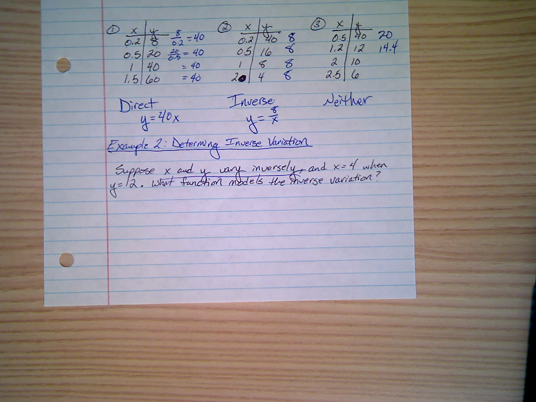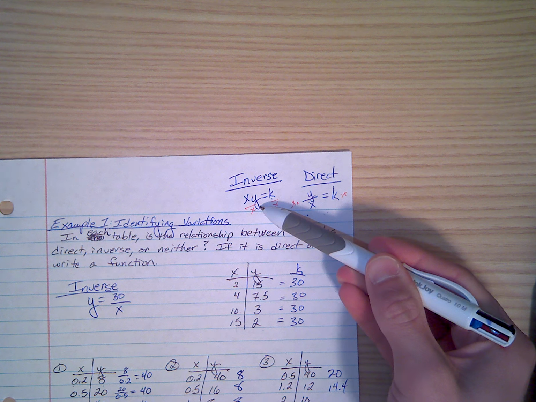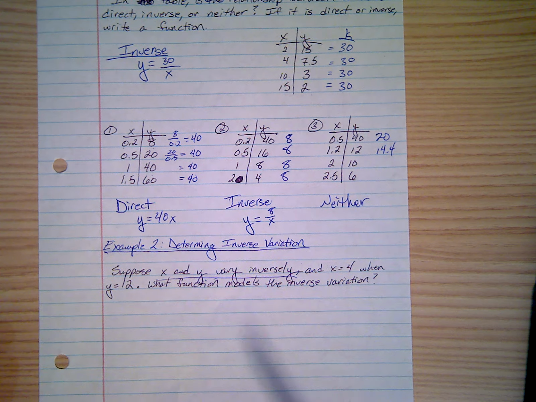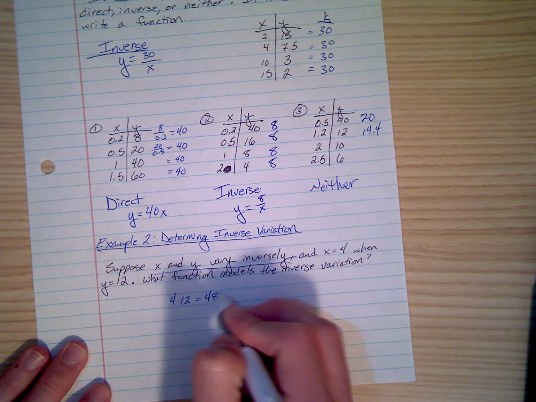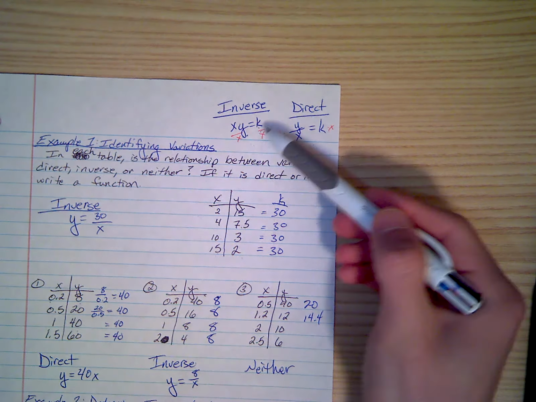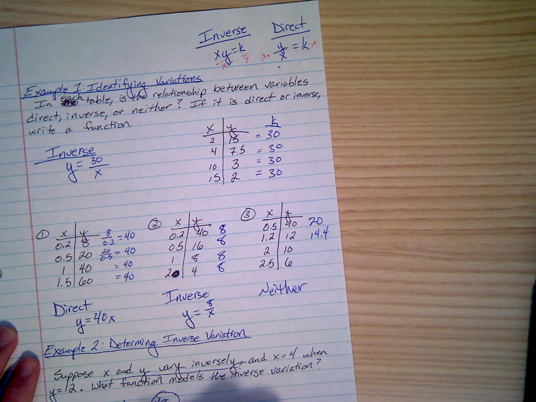All you have to do on this one is remember this. Inverse variation, multiply x and y together to get the value of k, this constant of variation. So you know x and y, so multiply them together. 4 times 12 equals 48. That's what k is. And then you just write your equation, which is y equals k over x. So y equals 48 over x.